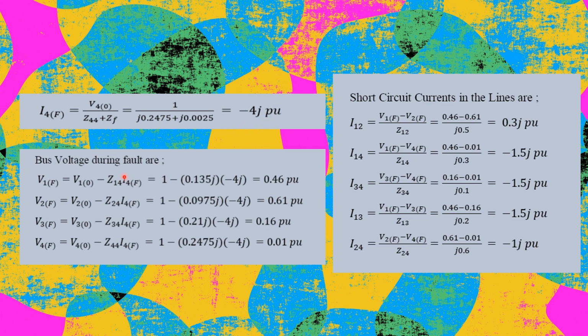Next, we have to calculate bus voltages during fault. Since we have 4 buses, we will have 4 values. Note that the voltage at bus 4 is very small. Next, we have to calculate the short circuit current in the lines. We have I12, I14, I34, I13 and I24, and we also have the respective formulas to calculate these parameters. By formulating it, we can get the values.